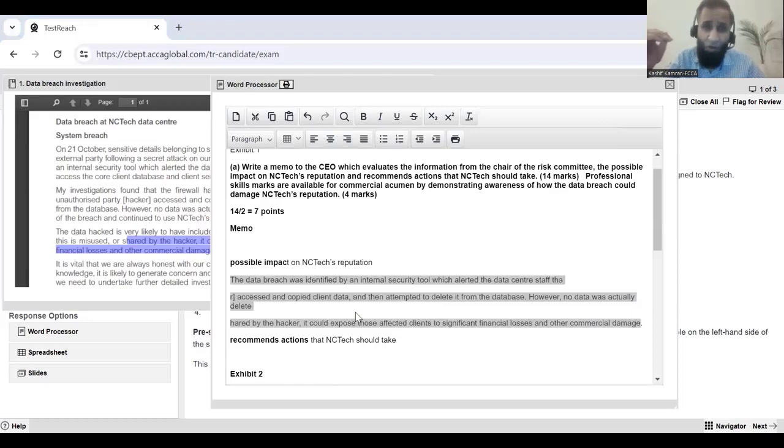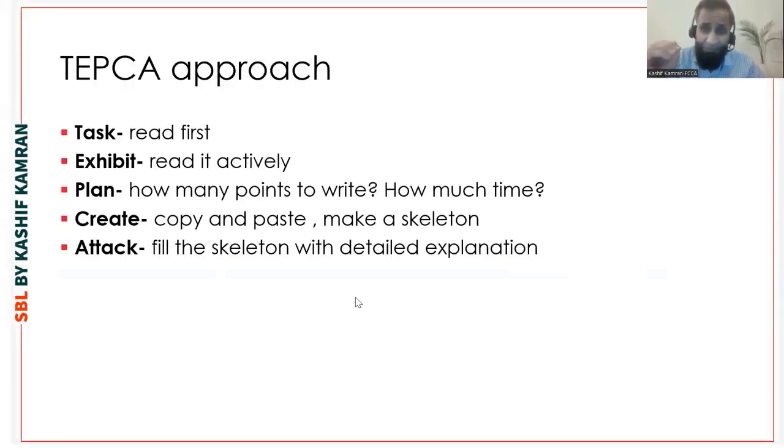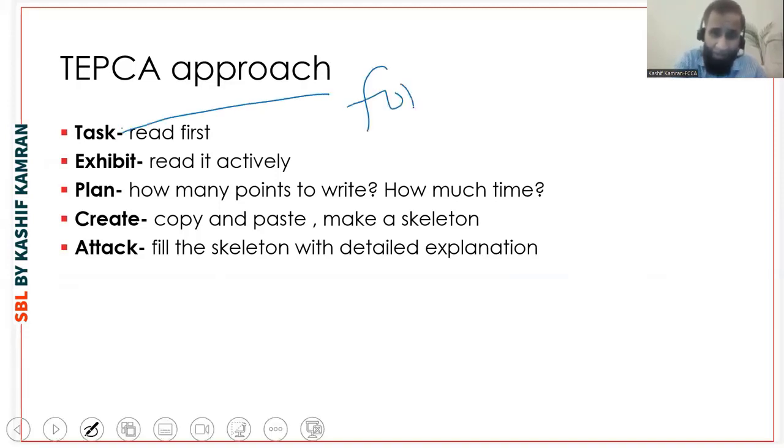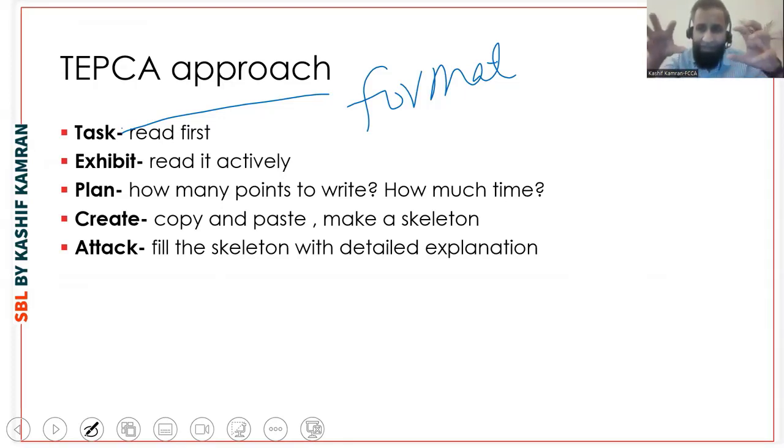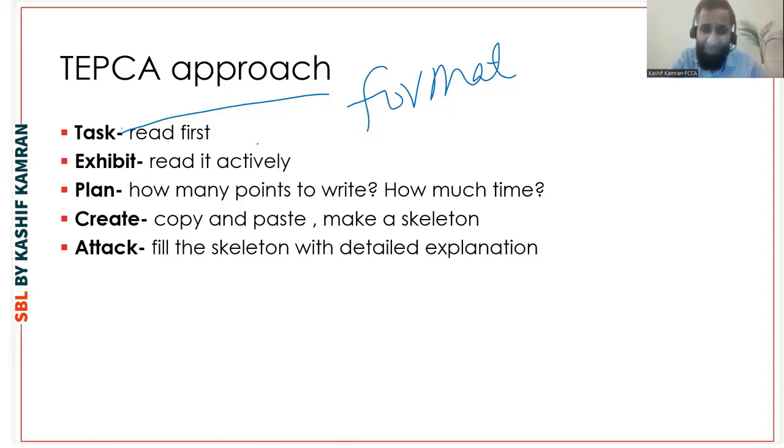Is everyone getting the sense of the TEPCA task read first? Understand within the task the format, the number of marks you have, and the number of points you need to write. Understand within the task the professional marks and how they need to be demonstrated. Then read the exhibit, then copy paste from the exhibit and dump it under the relevant sections of task 1A and 1B. Then prepare yourself to attack by writing a good answer. So the 17 minutes of reading and planning time is very, very important.